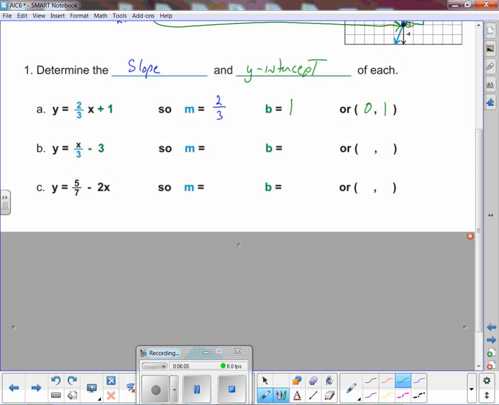Okay, so this is saying the same thing twice. We're saying the y-intercept as b equals, or we're saying the y-intercept in coordinate form. I'm giving it to you both ways because sometimes they want it in coordinate form. So I want you to just be used to giving it either way.